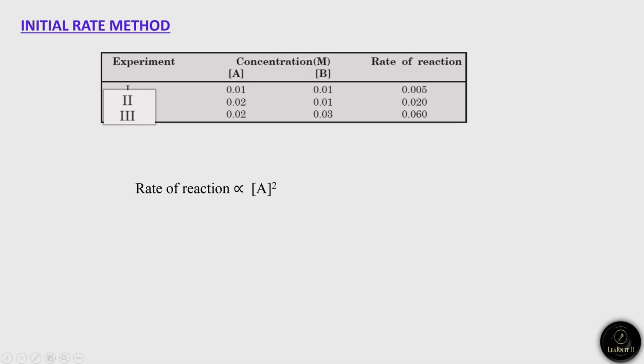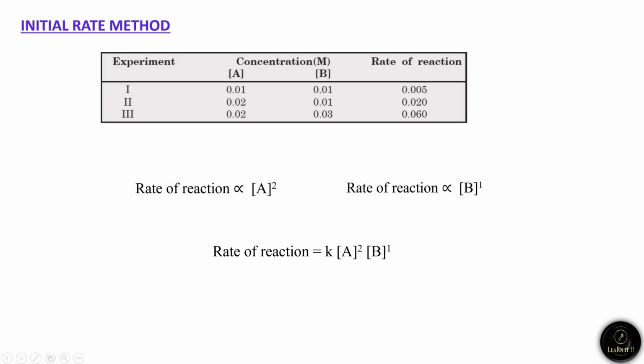With respect to experiment 2 and experiment 3, the concentration of A is kept constant, but the concentration of B is increased by 3 times. 0.01 times 3 is equal to 0.03. So the rate of reaction is increased by 3 times. So that's why the order with respect to concentration of B is 1. So the total order of reaction is 2 plus 1 equals 3.